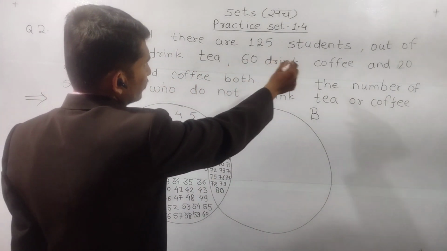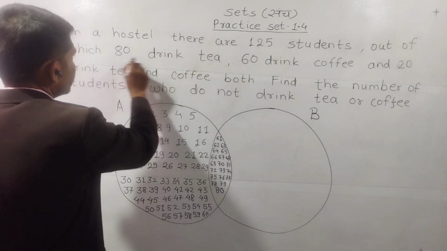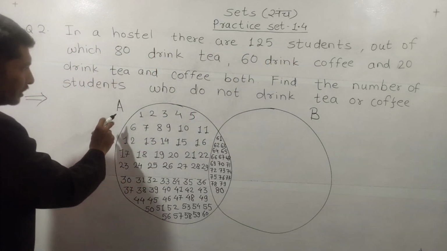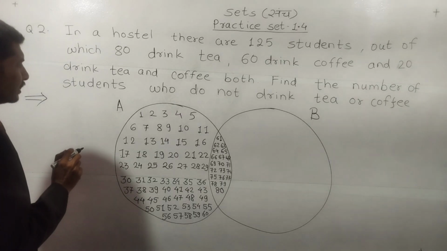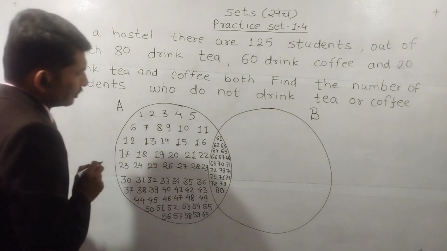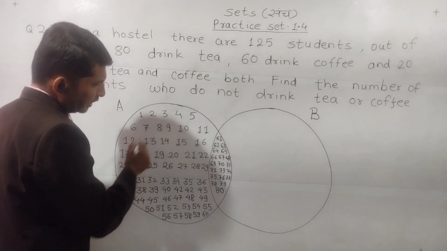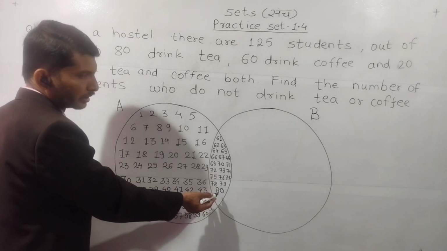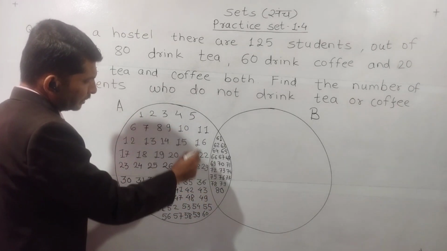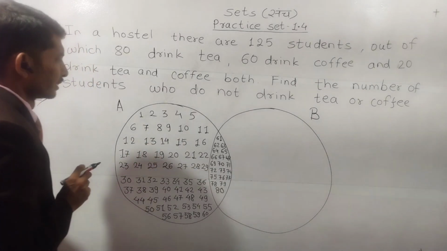Out of 125 students, only 80 drink tea. So in set A, we have taken only the students who are drinking tea. So here a total of 80 students are coming. We can see here the last number, that is 80.